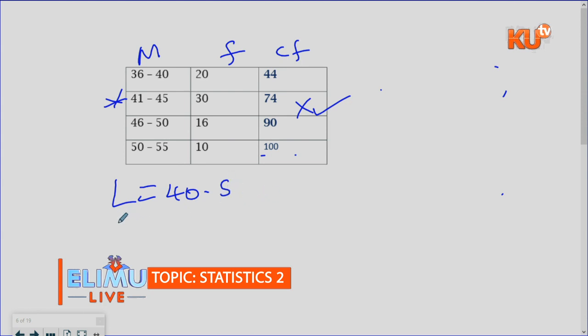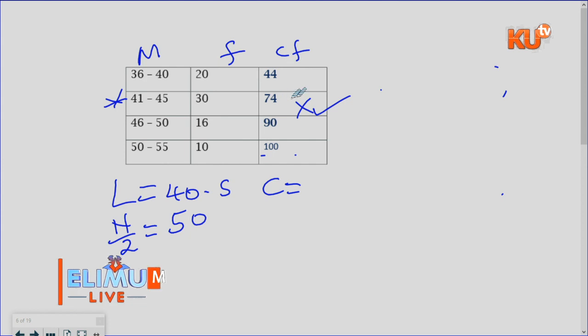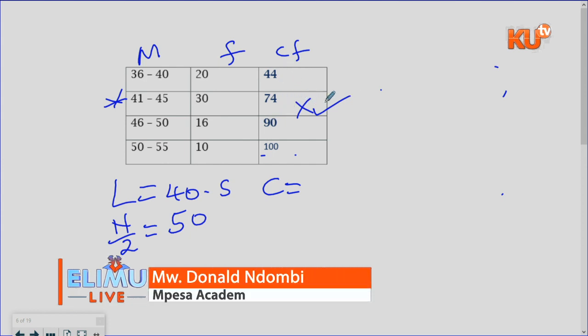Then what else? We need n over 2. Our n over 2 was what? 100 over 2. That is 50. What else do we need? Then we need C. C is the cumulative frequency above. Now, the goodness of arranging this data this way is that your eyes cannot lie to you. If you are at 74 here, what is the cumulative frequency above? It's just above here. That is 44. So C is 44, like that. If you pick 90, you'll get a negative somewhere, which is not right.